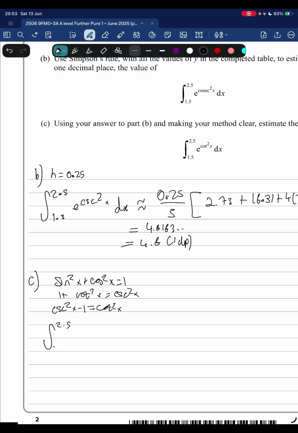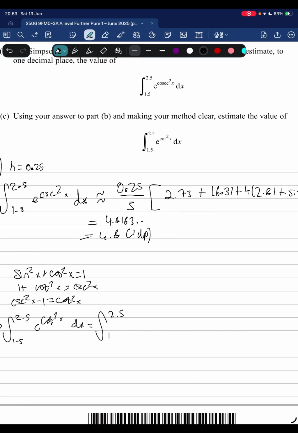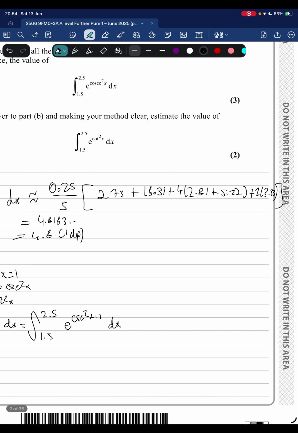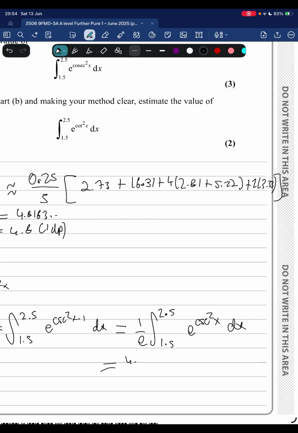So that means integral from 2.5 to 1.5 e to the cot squared x dx equals integral 2.5, 1.5 e to the cosec squared x minus 1 dx. Using our index laws, that's a 1 over e, because you have e to cosec squared x and then e to the minus 1, which is 1 over e. So we get 1 over e integral from 1.5 to 1.5 e to the cosec squared x dx. Now from part B we found 4.8, so we have 4.8 over e. Once again, calculator, and we get 1.76. So it's 1 dp equals 1.8, and that's question 1.